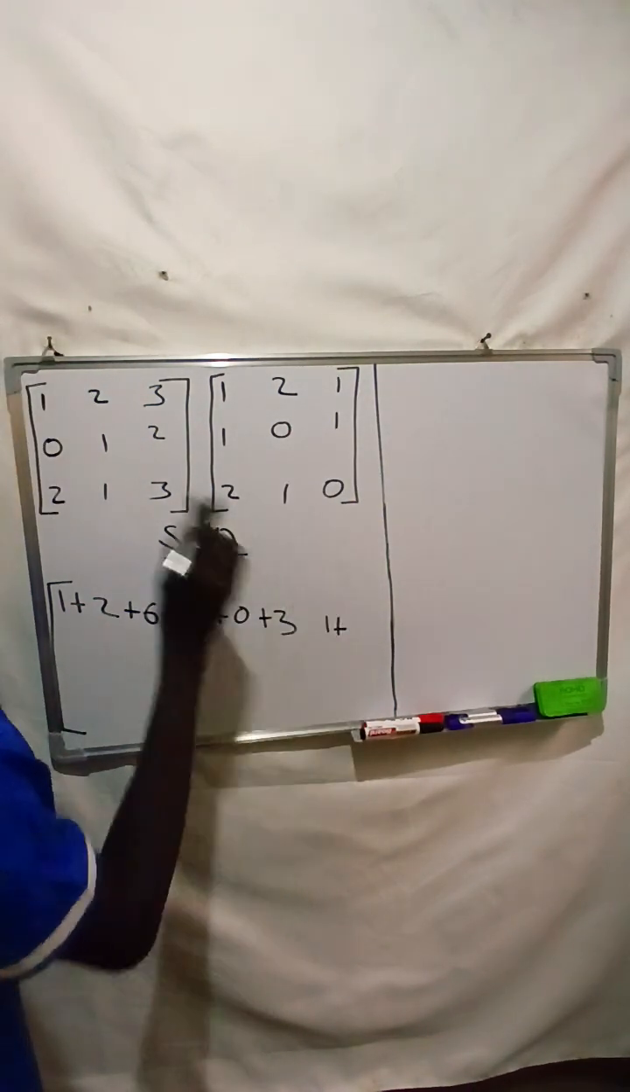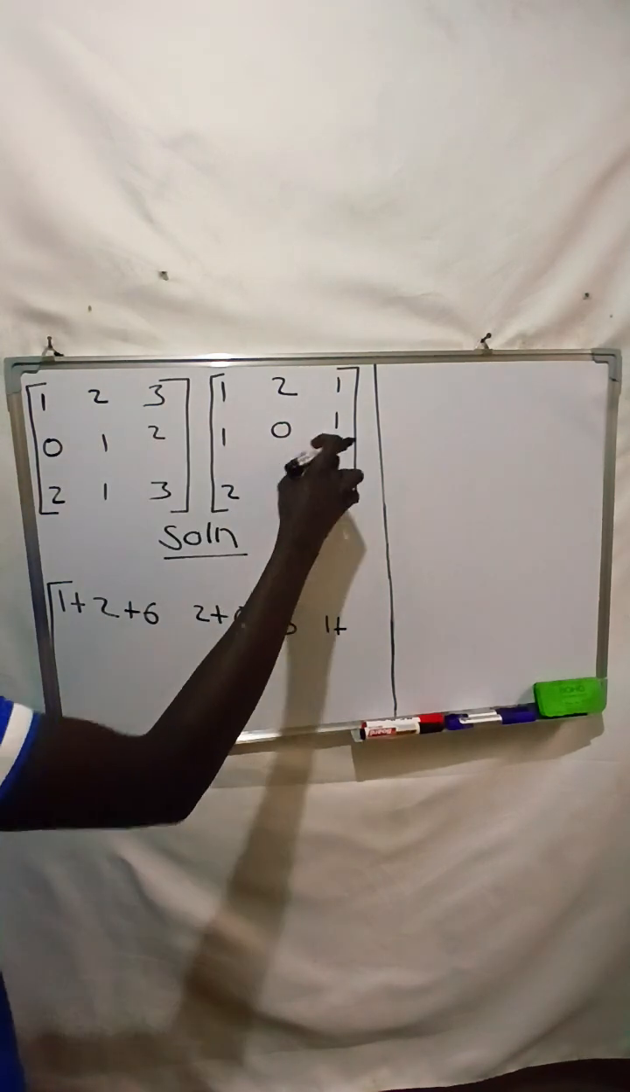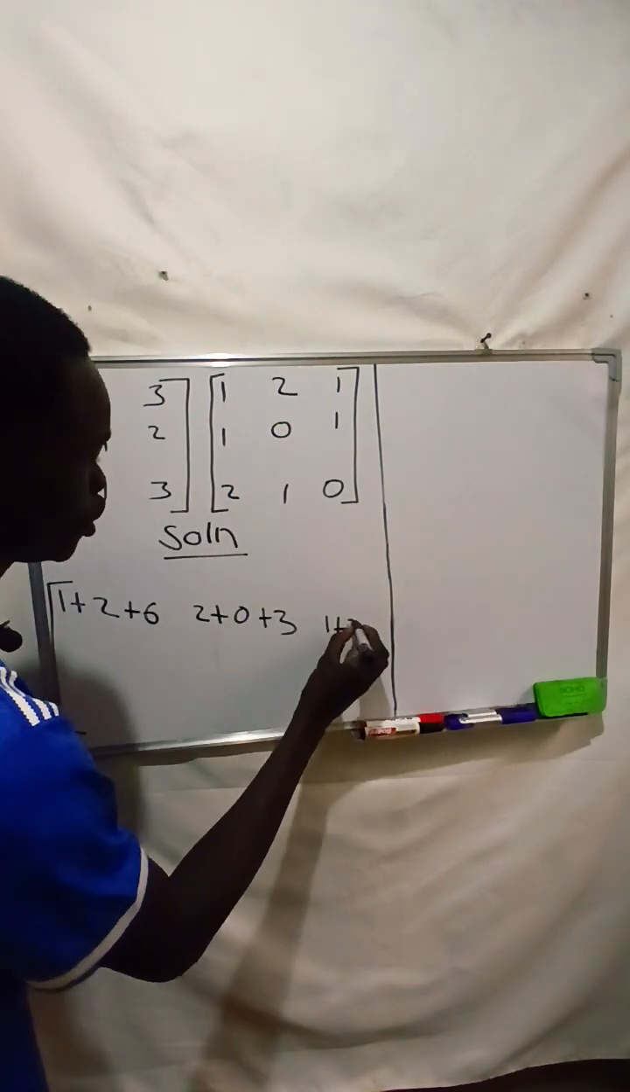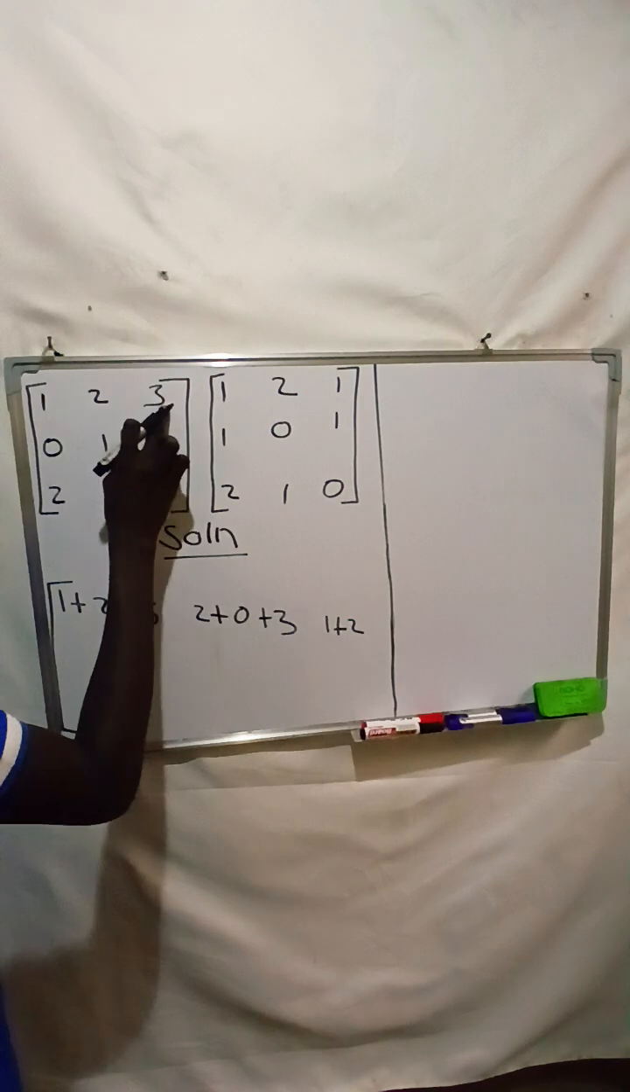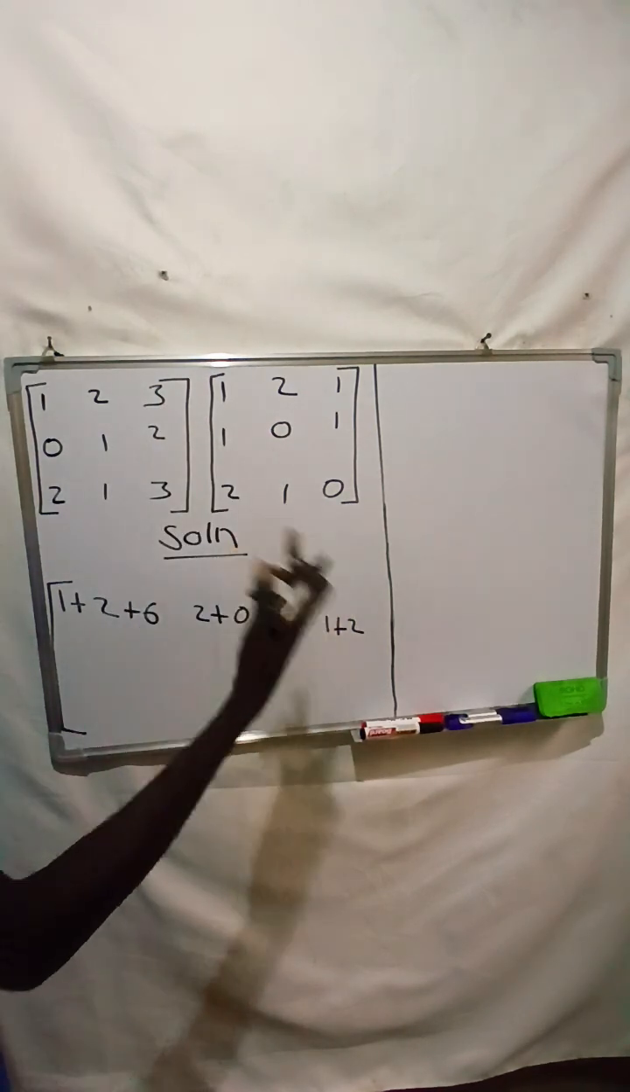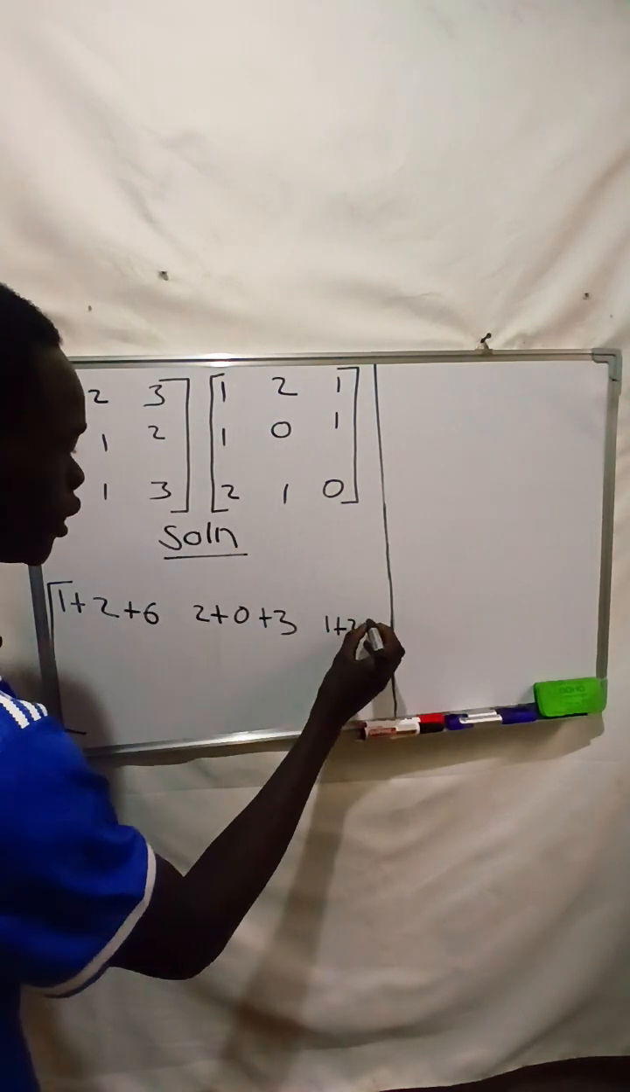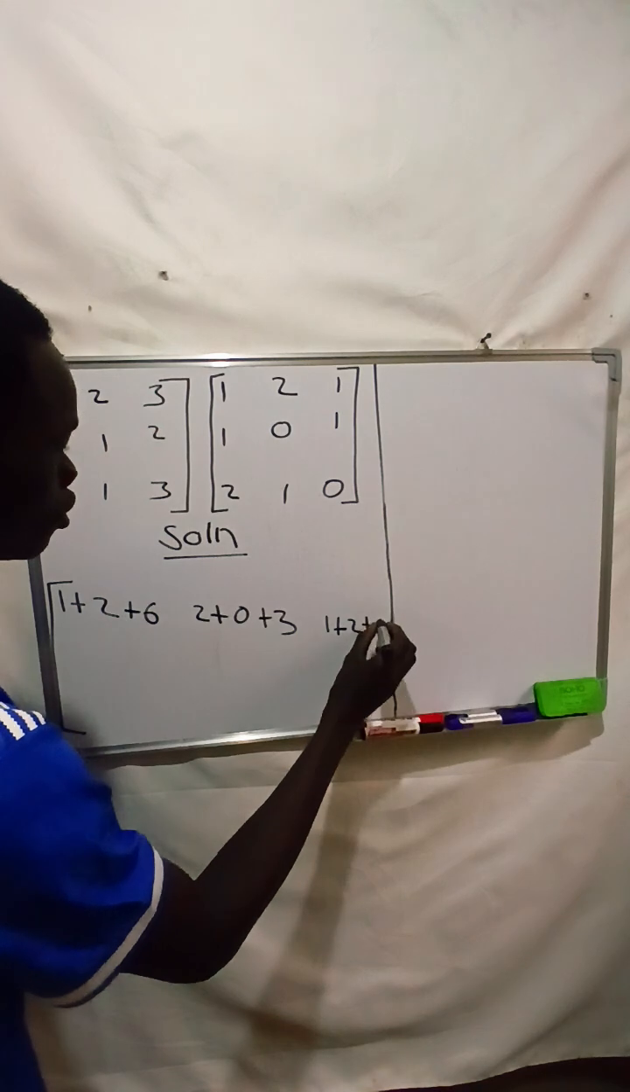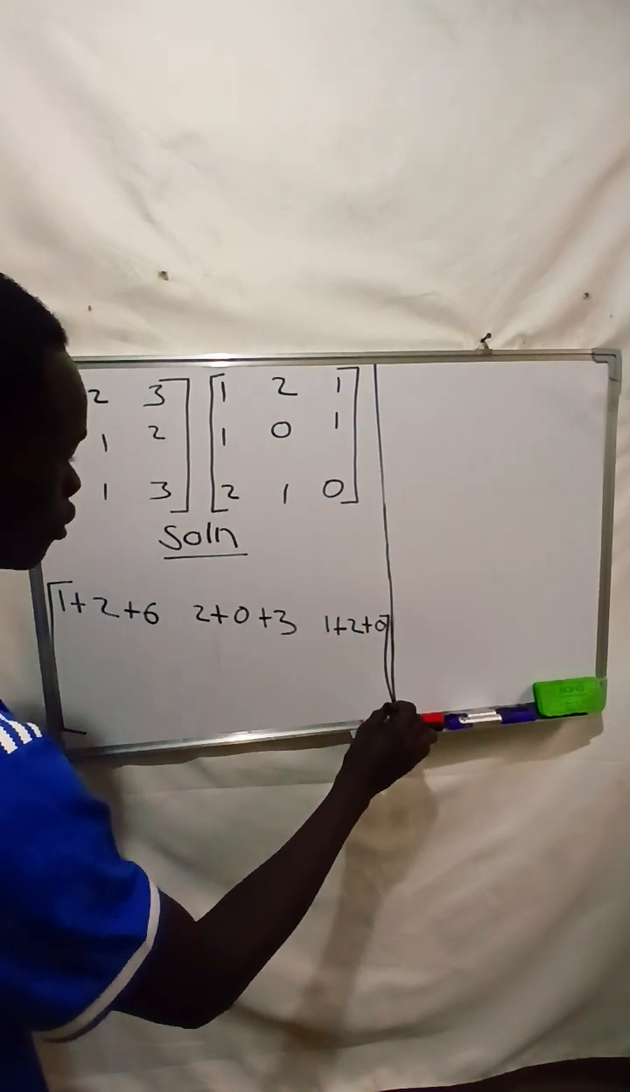How about 2 multiplied by 1 here? I think we're getting 2, right? It is going to be 2. All right. How about 3 multiplied by 0 here? I think we're getting 0, right? Plus 0. Okay, let's close our bracket.